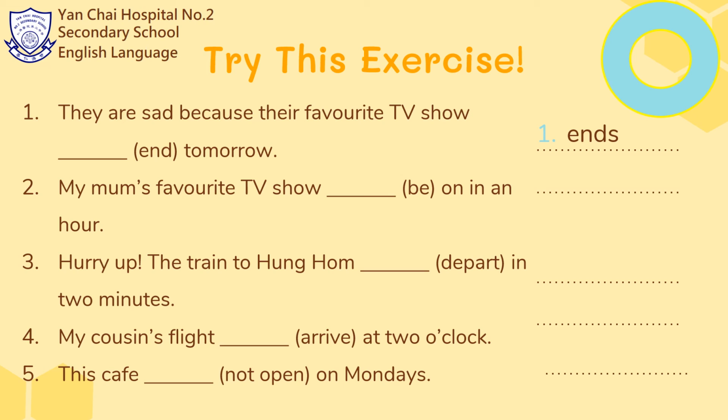Question 2. My mom's favorite TV show is on in an hour. So the time of the TV show is fixed. So that's why here again we use simple present tense. And then here we use is instead of am and are because of the subject TV show. It's a third person singular.